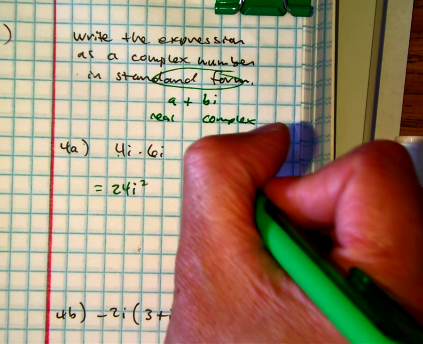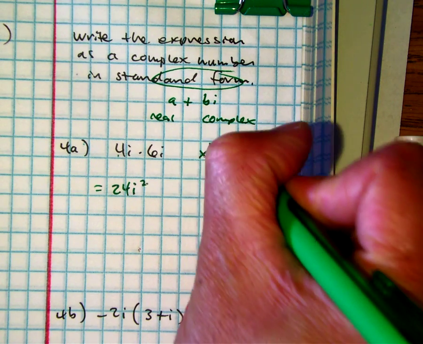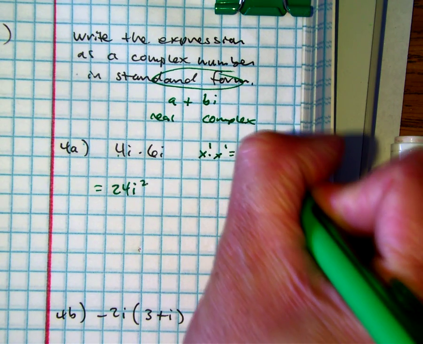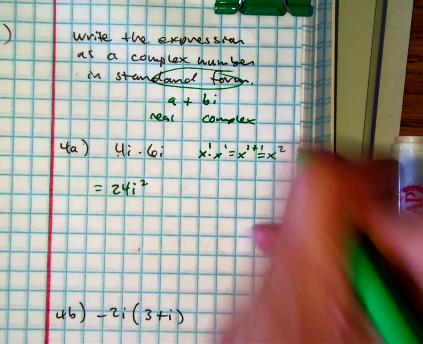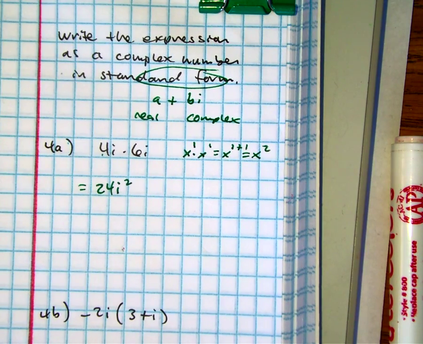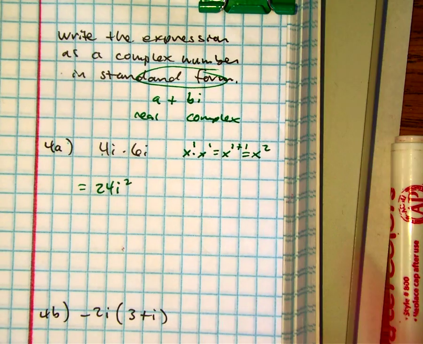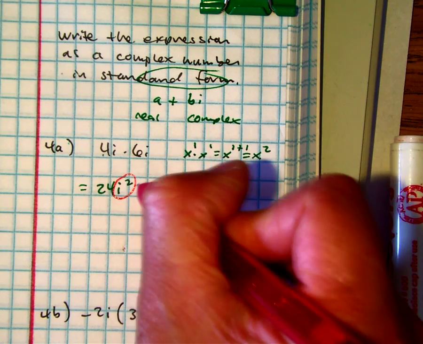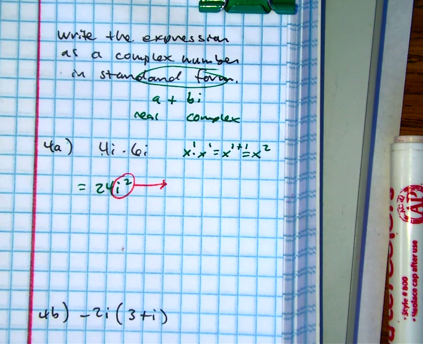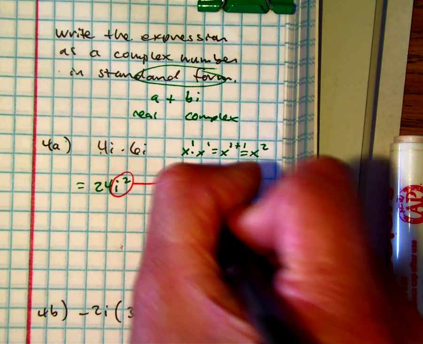Remember, when you're multiplying with the same base, you add the exponents. Here, I want to explain what i squared is. Partner B tell partner A, what is i equal to?